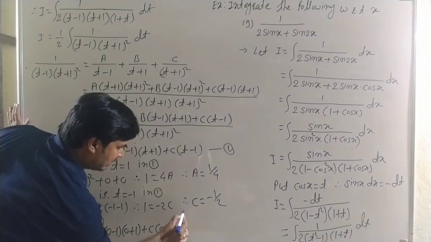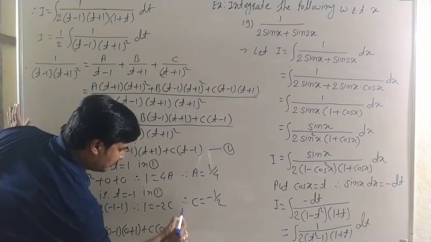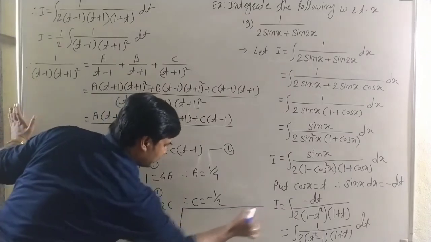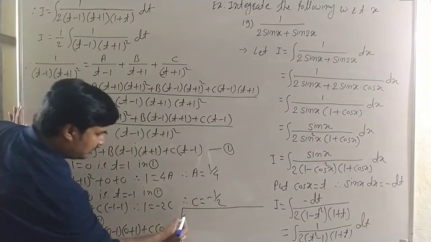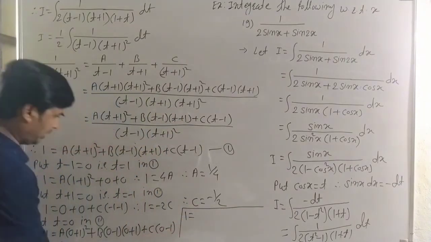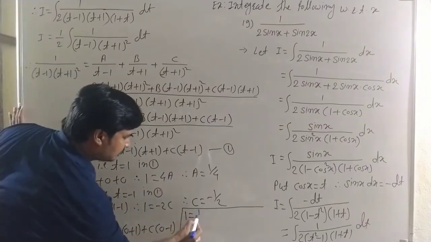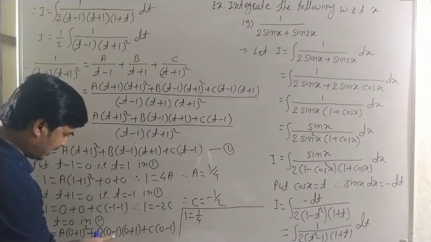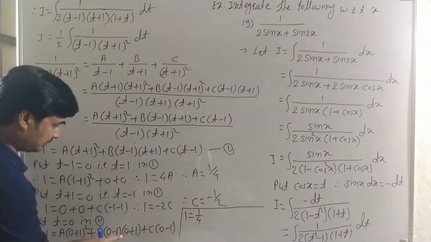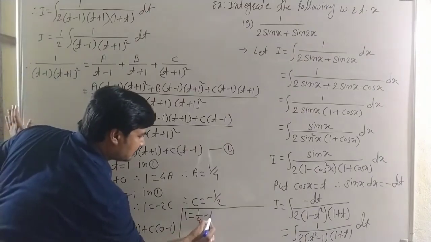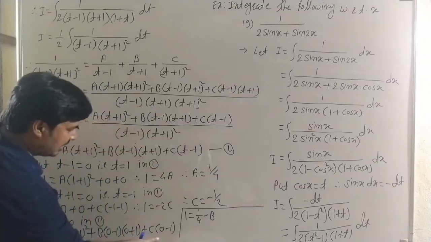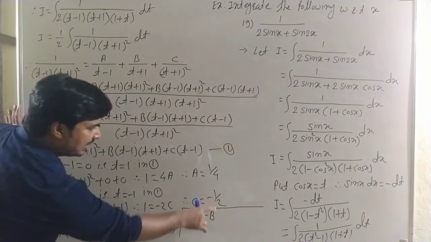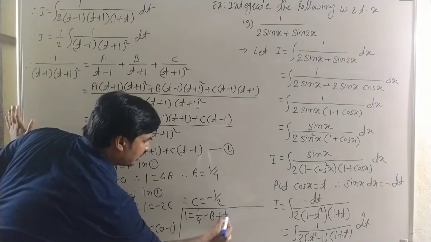For the calculation of b, we can write here: 1 is equal to a, which is 1 by 4, so 1 by 4 into 1 is 1 by 4. Here it is b into minus 1 into 1, that is minus b, and here it is c into minus 1, and c is minus 1 by 2, so here it is plus 1 by 2.